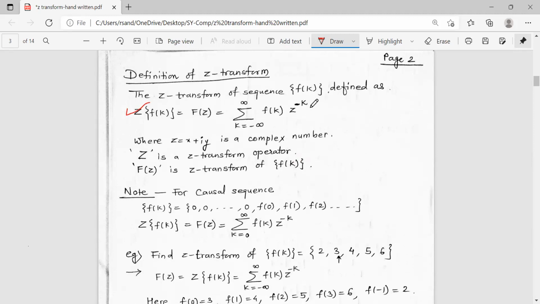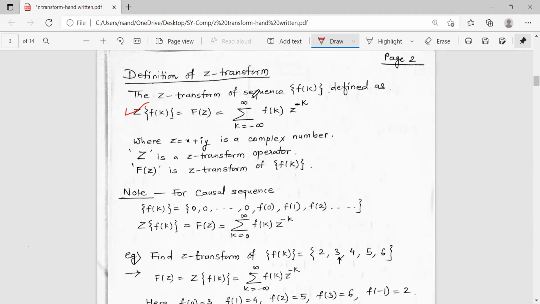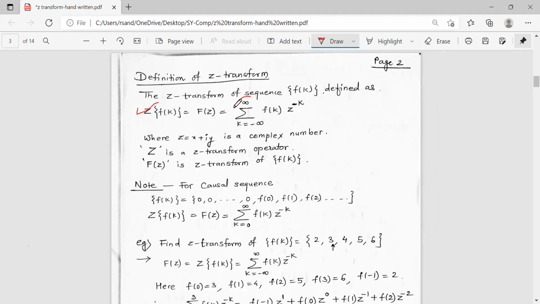but, please write this one, summation, sigma notation. I hope all of you know this sigma notation, which is used for summation. This is sigma f of k into z raised to minus k, k is ranging from minus infinity to plus infinity. That will give you, after simplification, the answer in terms of z. And therefore, this answer comes out in the form of z.